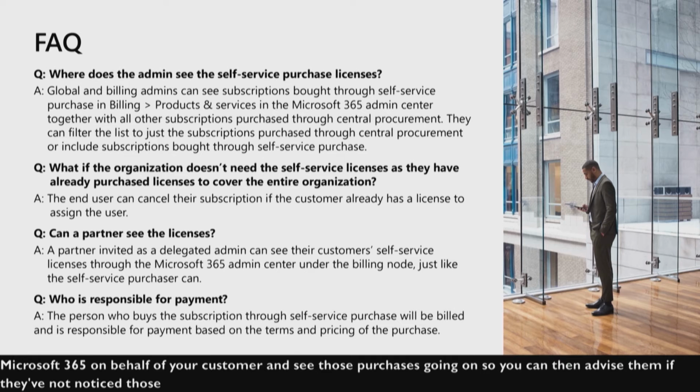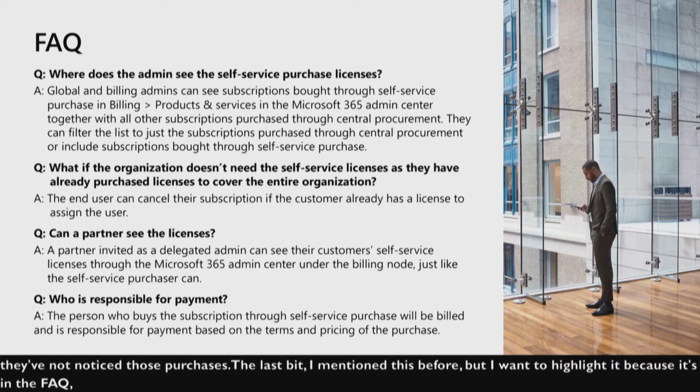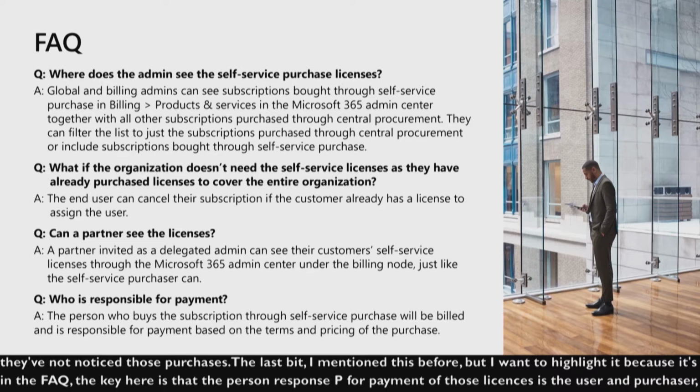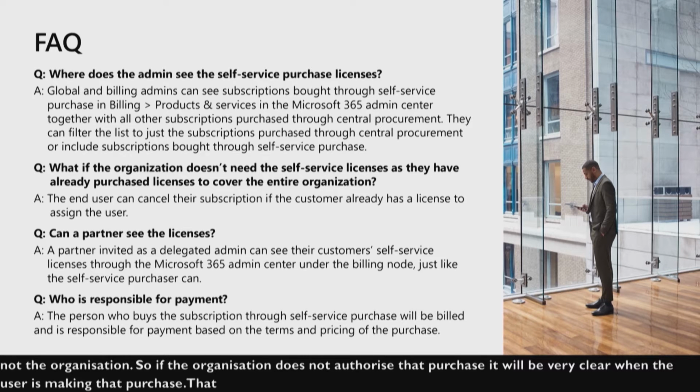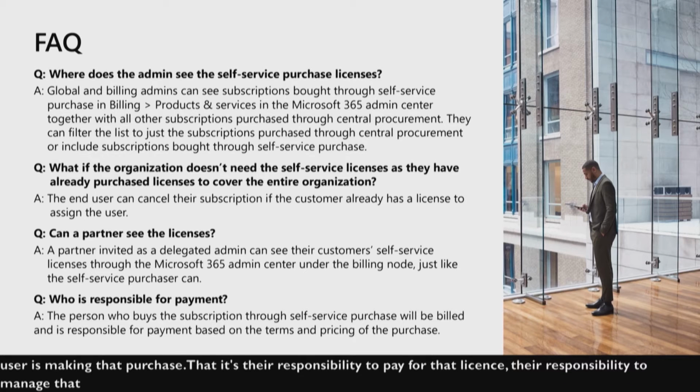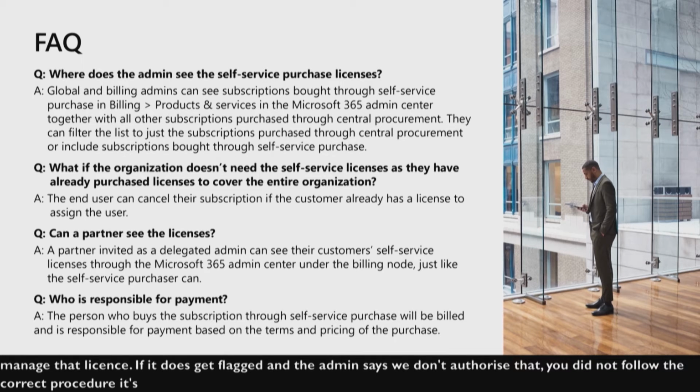And the last bit, I know I mentioned this before, but I just want to really highlight it because it is in the FAQ. The key here is that the person who's responsible for payment of those licenses is the user that purchased them, not the organization. So if the organisation doesn't authorise that purchase, it will be very clear when the user is making that purchase that it's their responsibility to pay for that licence, it's their responsibility to manage that licence. So if it does get flagged to the admin and the admin says, hey, we don't authorise that, you didn't follow the correct procedure, it is the responsibility of the user who purchased that licence to then pay for that and manage it.